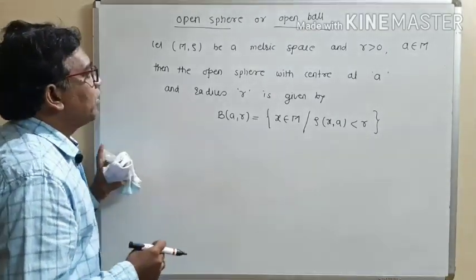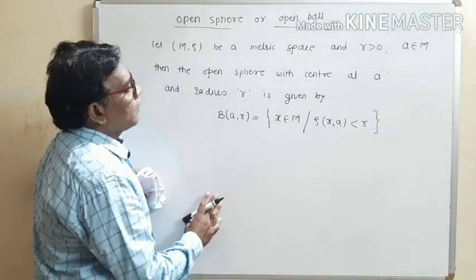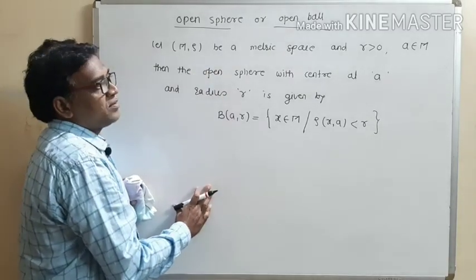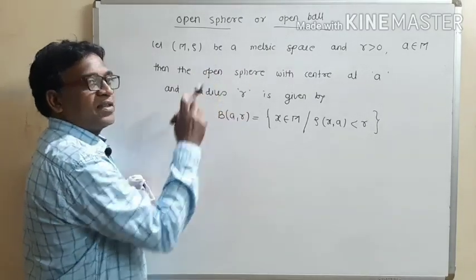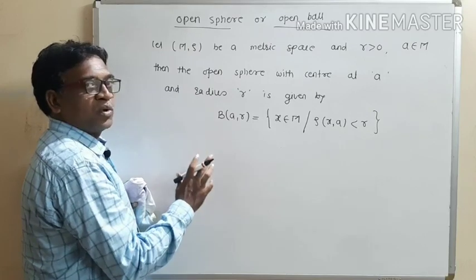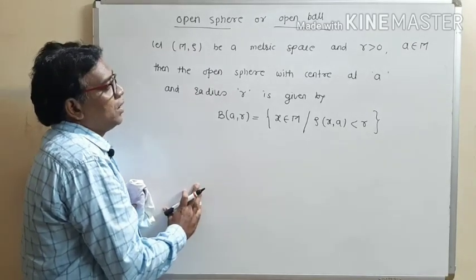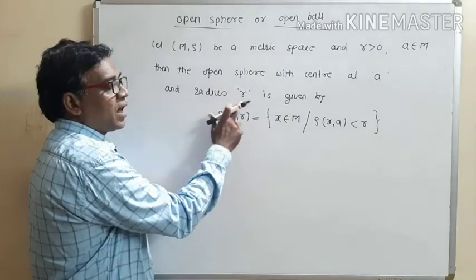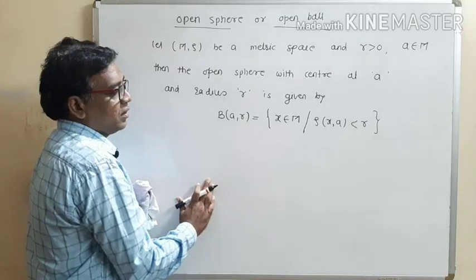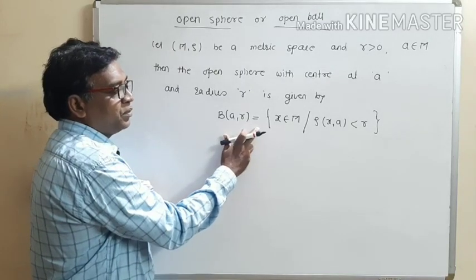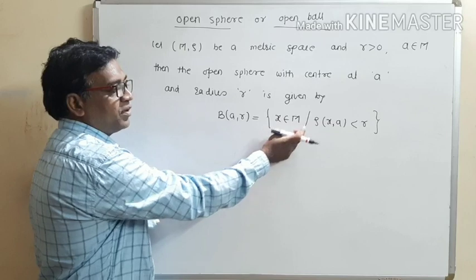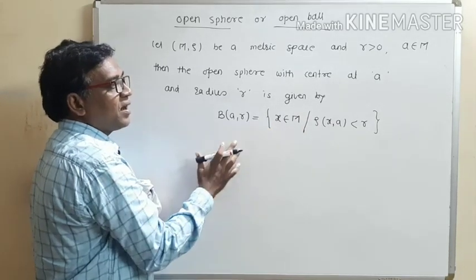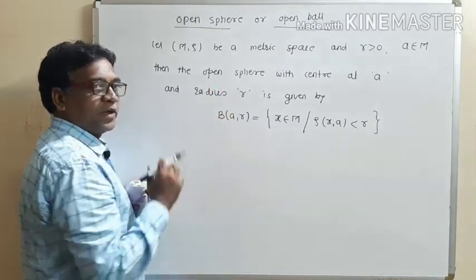See, what is the definition of open sphere or open ball? Let (M, rho) be a metric space and r greater than 0 and a belongs to M. Then the open sphere with center at a and radius r is given by B(a, r) equal to the set of all x in M such that the distance between x and a is less than r. It is called the open sphere.